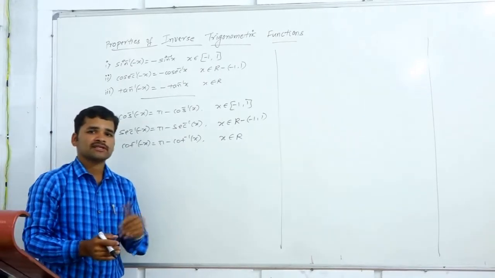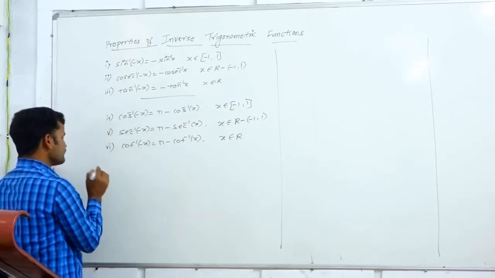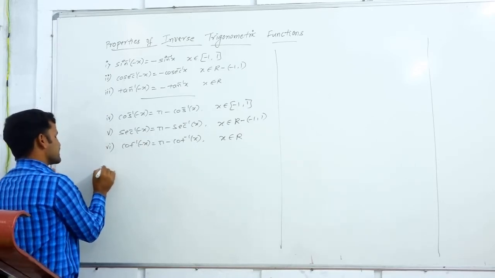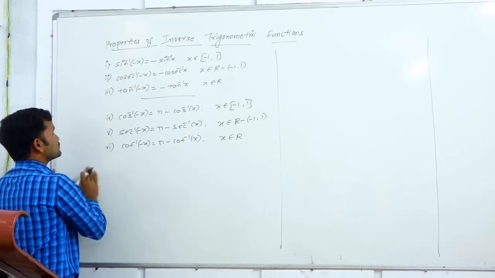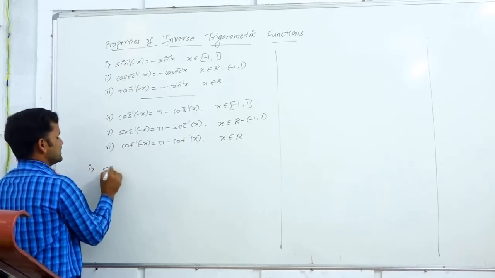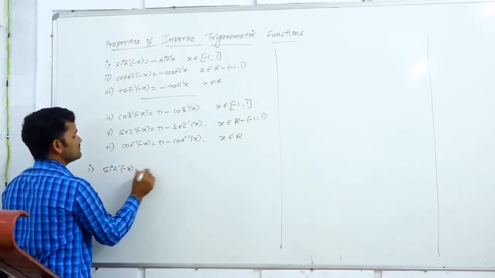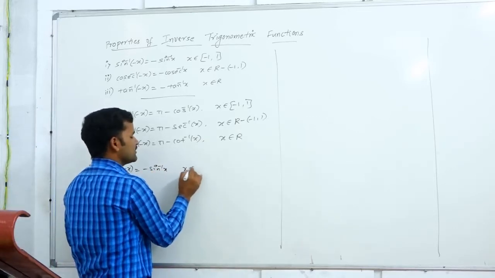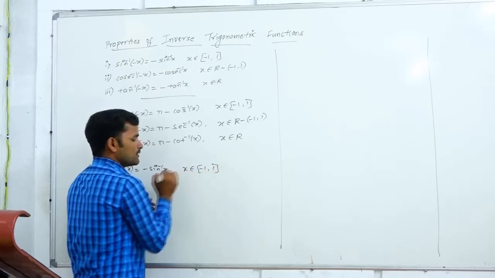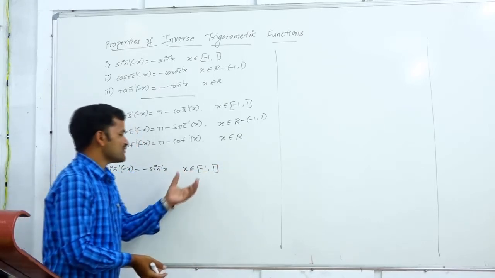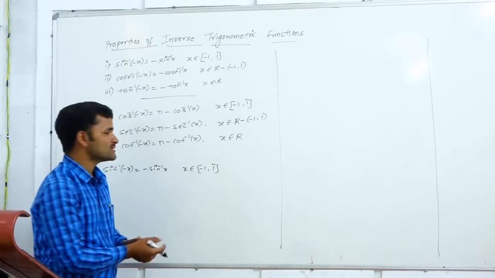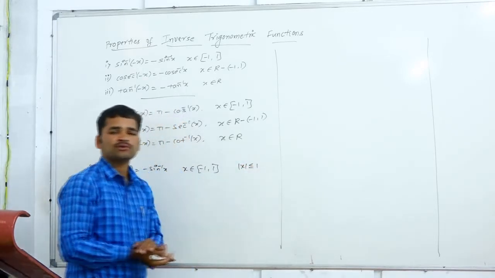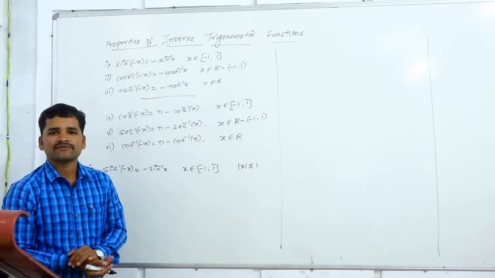That is the closed interval. Sometimes a textbook writes like this. First one, x belongs to... I am going to prove this one: sin inverse of minus x is equal to minus sin inverse of x. This is possible only when x belongs to the closed interval minus 1 to plus 1. Instead of writing these x values, this can be written like this also, where modulus of x is less than or equal to 1. What does it mean, modulus of x less than or equal to 1?